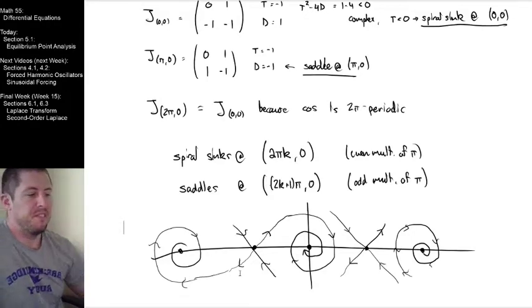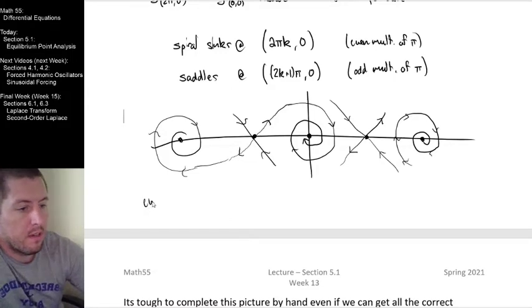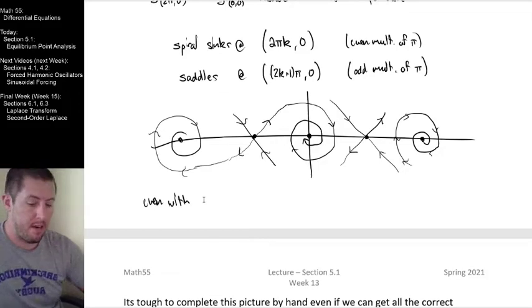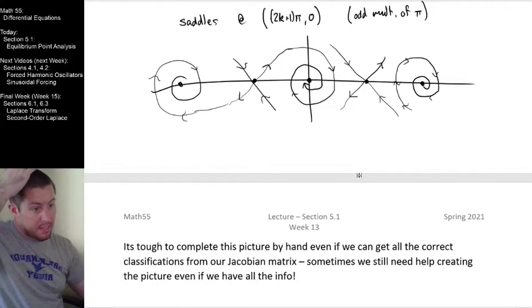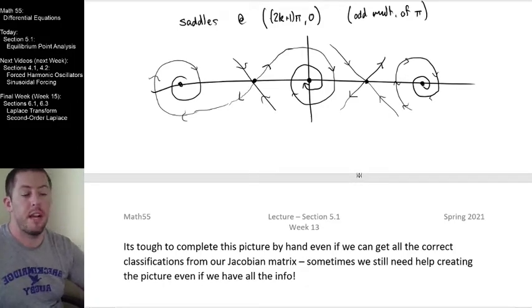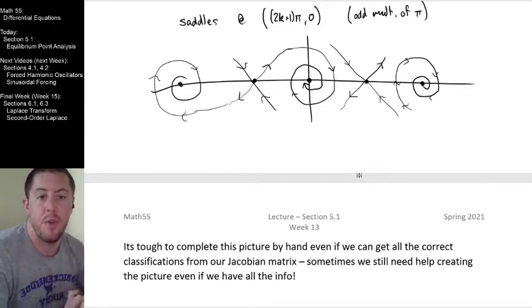Maybe? It's a very tough picture to figure out how to draw. So even with classifications, I guess I say it down here. I'm just going to go ahead and backspace that. So what I want to do is use technology to take a look at this picture. It's tough to complete this picture by hand. Even if we can get all the correct classifications from our Jacobian matrix, sometimes we still need help making this picture, even if we have all the information.